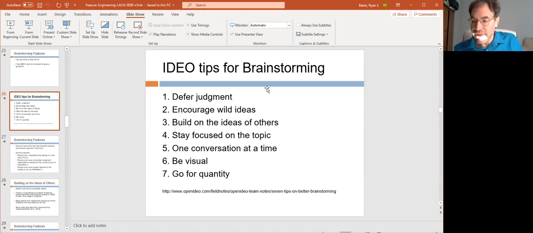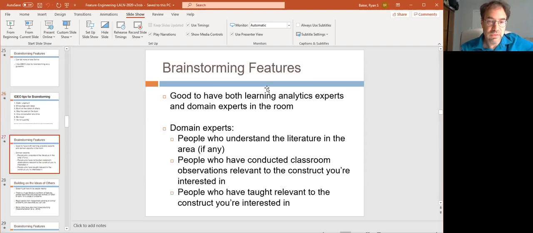Go for quantity. You don't want to be judging yourself too much. You want to come up with as many ideas as possible during brainstorming and then throw them out. You can filter later, but you might only get to the really great ideas if you allow yourself to write out a whole lot.